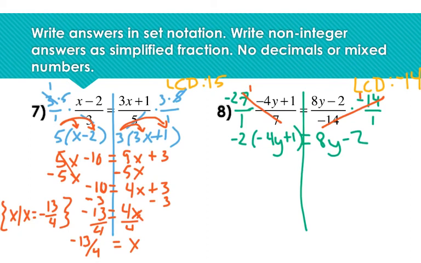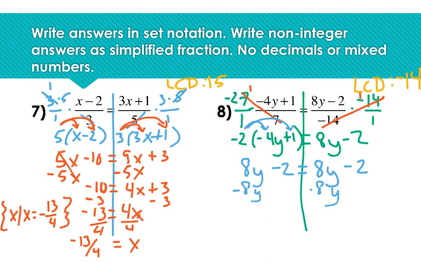Now let's distribute negative 2. So negative 2 times negative 4y's is 8y's. And negative 2 times 1 is negative 2. So we have 8y minus 2 equals 8y minus 2. Now you may see it already, but let's go ahead and subtract 8y's from both sides to get the y's to the same side of the equation. And notice that 8y minus 8y is 0, so we have negative 2 equals negative 2. And this is always true.